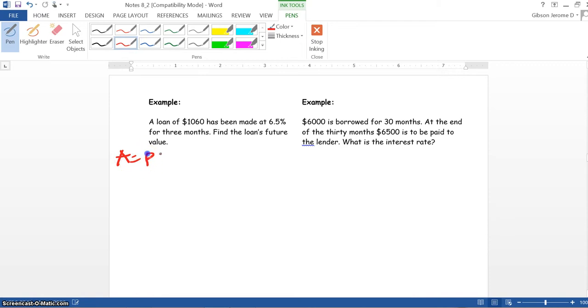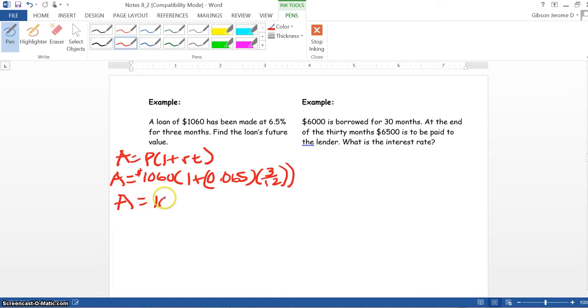So we know it's A is equal to P times 1 plus RT. So we have A is equal to, our P is 1,060. And then we will have 1 plus, our rate is 0.065. And our time, 3 months, written as a year, is 3 over 12. So we have A is equal to, still have our 1,060. We have to go inside the parentheses here.